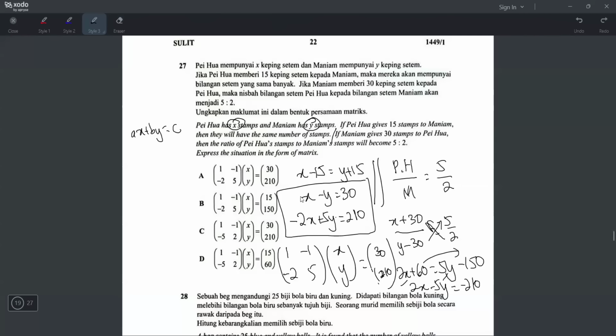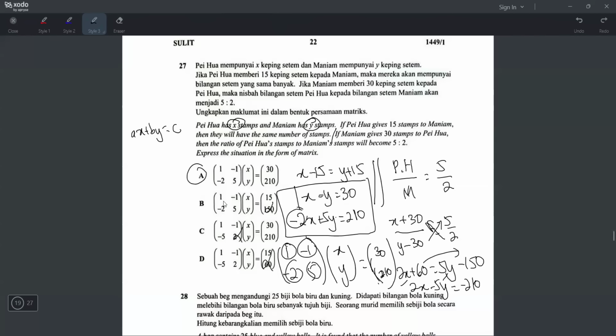Like that. That's why the number is 1, negative 1, and then negative 2, 5. Negative 2, 5, and then xy 30, and then positive 210. Okay, let's check whether I have answer this time. 1, 1, 2, 5. Yeah, A is the answer. B, no. Y got 150 here. This one lagi teruk. This one also, yeah, the number not same. So A lah, A is the answer.